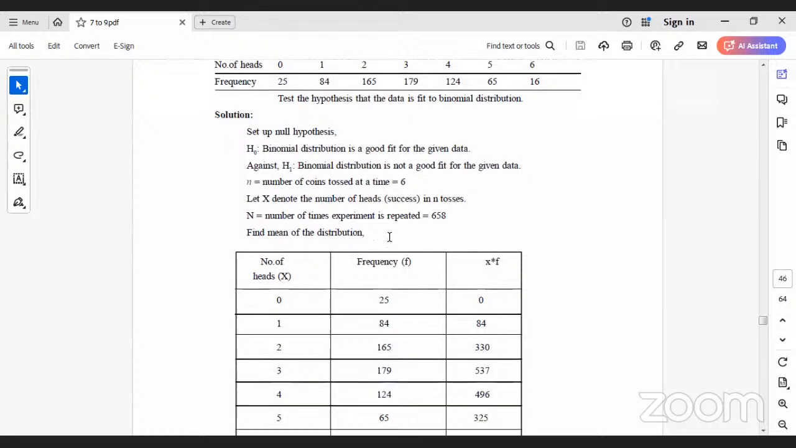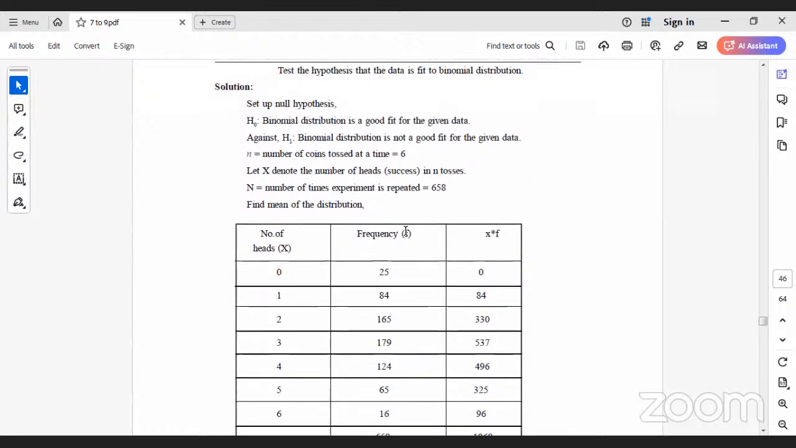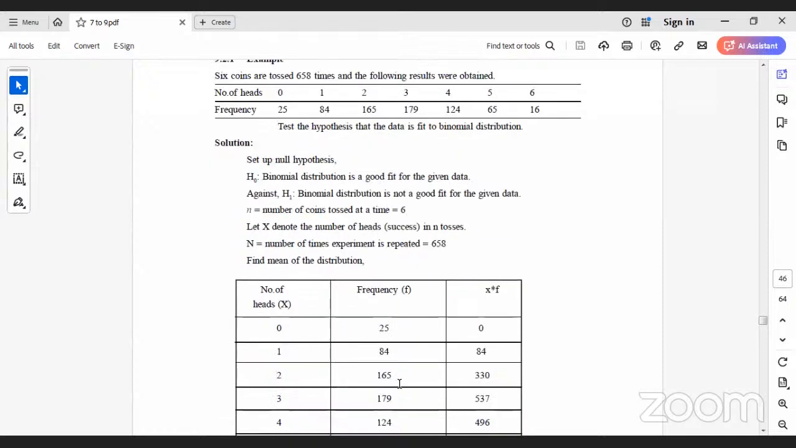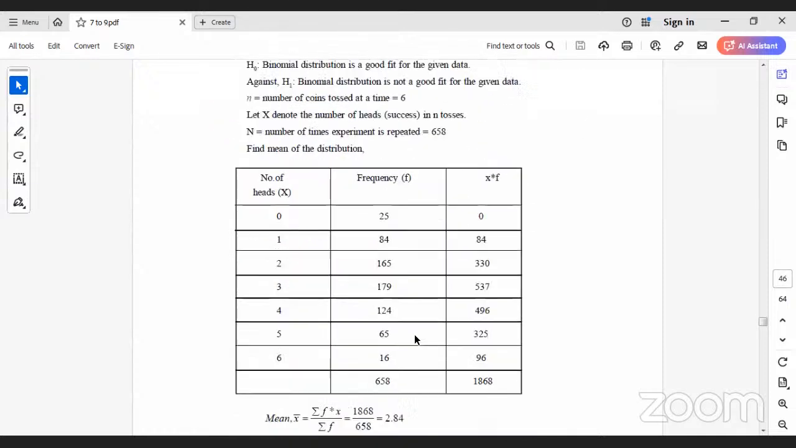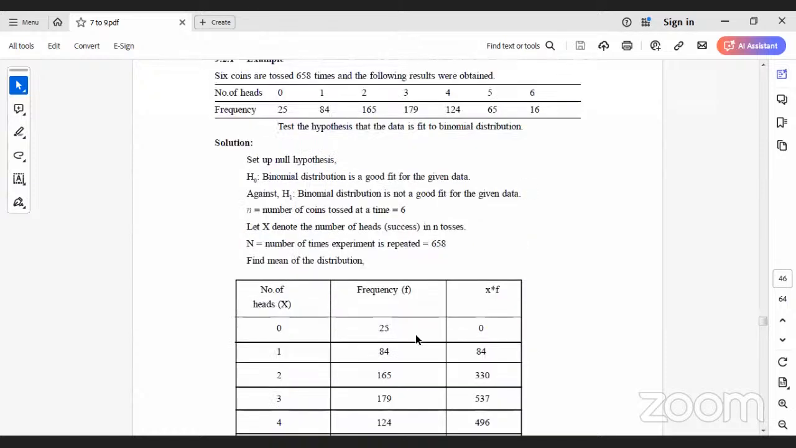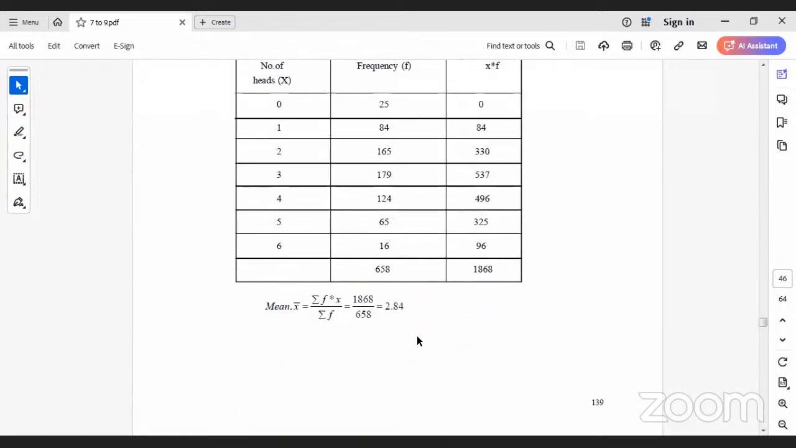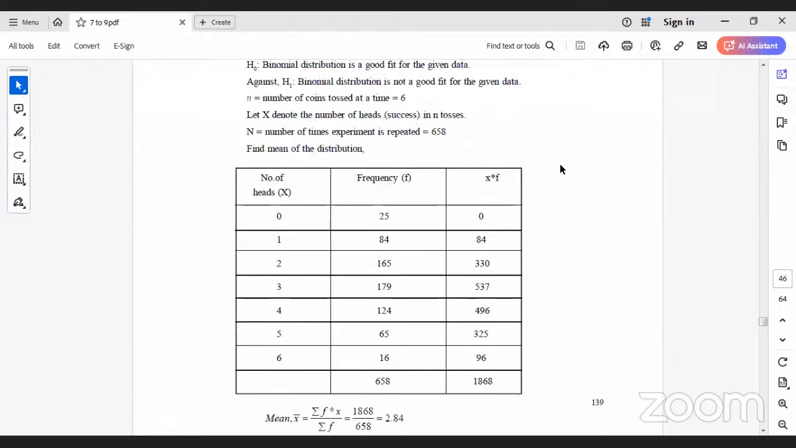So find the mean of the distribution. The frequencies are 25, 84, 165, 179, 124, 65, 16. X bar, with f as the frequency. We are finding the mean of the distribution here. So the summation of fx is 1868 in total. Here, 25 into 0 is 0, 84 into 1 is 84, 165 into 2 is 330.